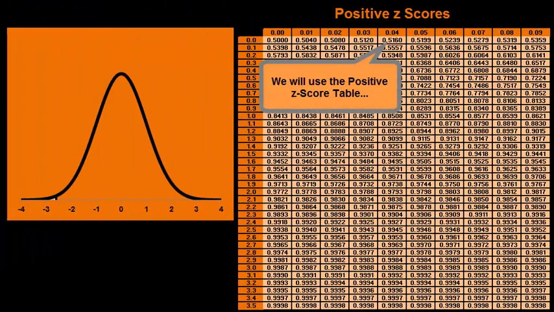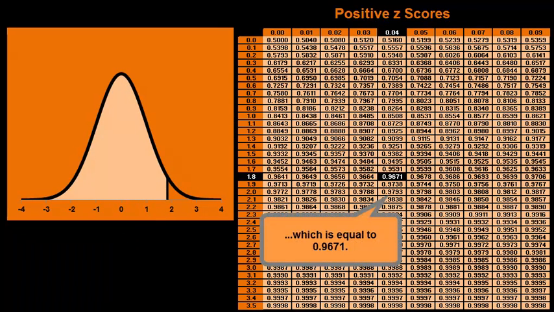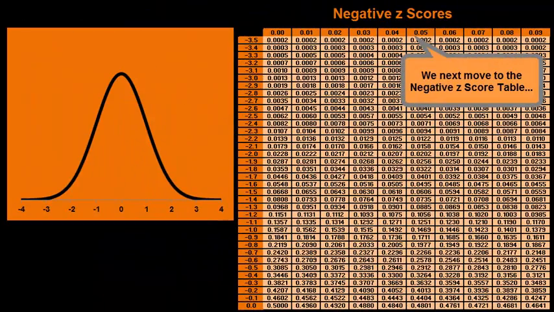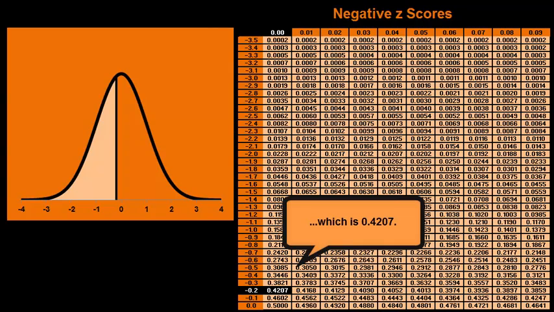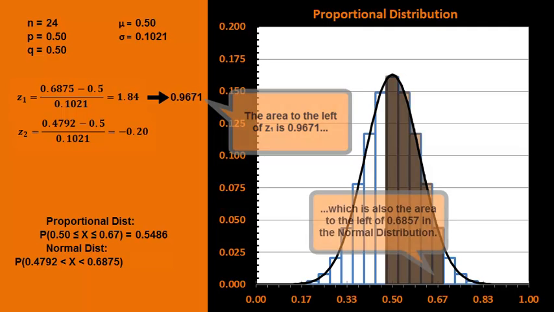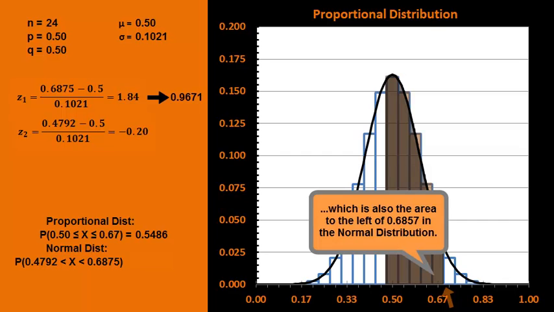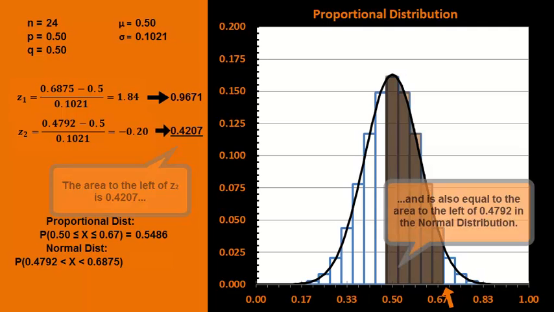We will use the positive z-score table to find the area to the left of 1.84, which is equal to 0.9671. We next move to the negative z-score table to find the area to the left of minus 0.20, which is 0.4207. The area to the left of z1 is 0.9671, which is also the area to the left of 0.6875 in the normal distribution. The area to the left of z2 is 0.4207 and is also equal to the area to the left of 0.4792 in the normal distribution.